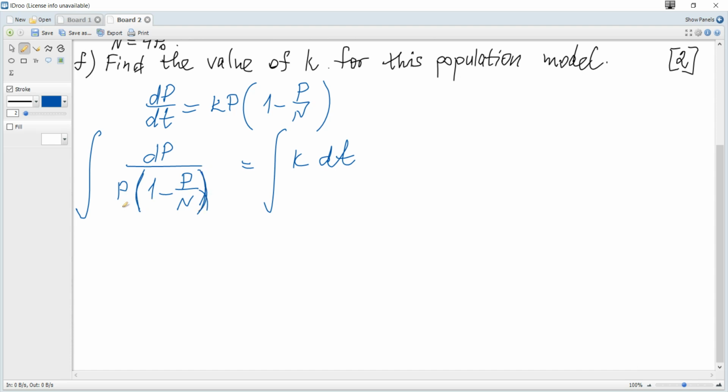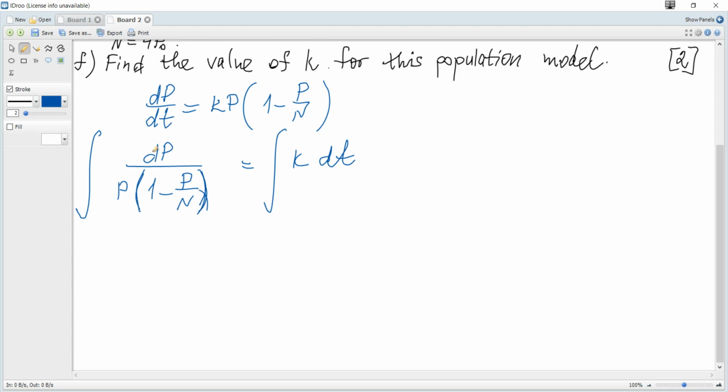And we can see a product in the denominator, and to find such an integral we need to split it into separate fractions. You can just apply partial fractions and represent it as A over P plus B over 1 minus P over N. As usual, make again a common denominator, equate numerators and find A and B, but I'm going to do it in a simpler way.